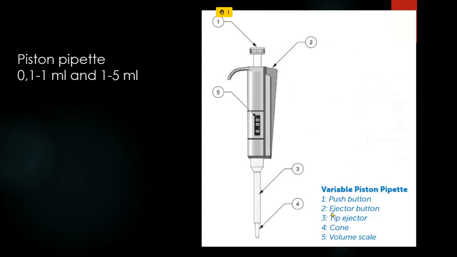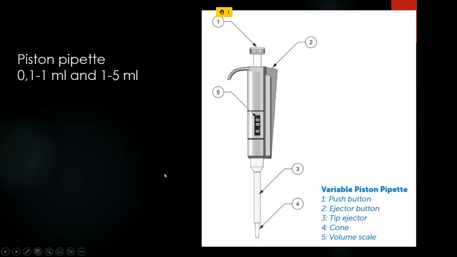And finally, we will see the piston pipette. I don't know if you have this piston pipette. Do you have it, Amrod? Yes. We don't have it. You have to buy it. We'll buy it here. Okay, perfect. Variable piston pipette.